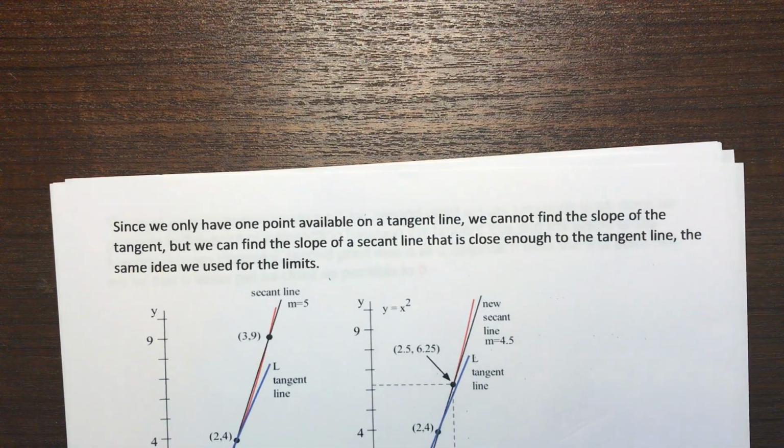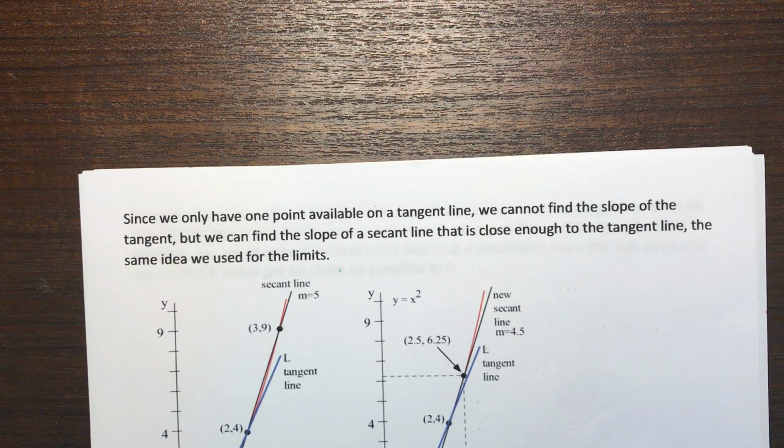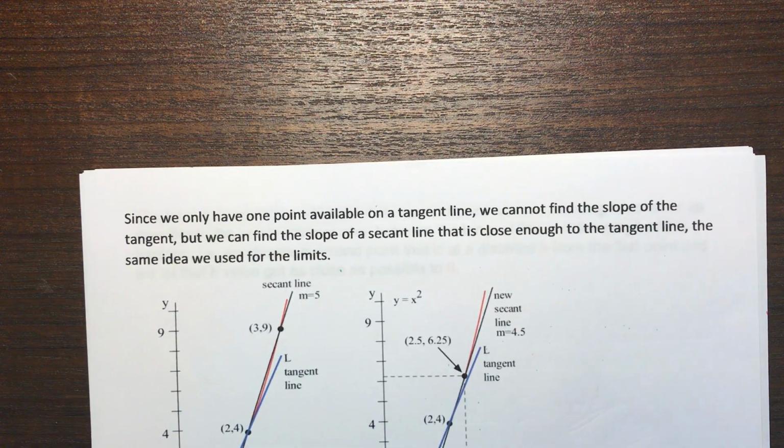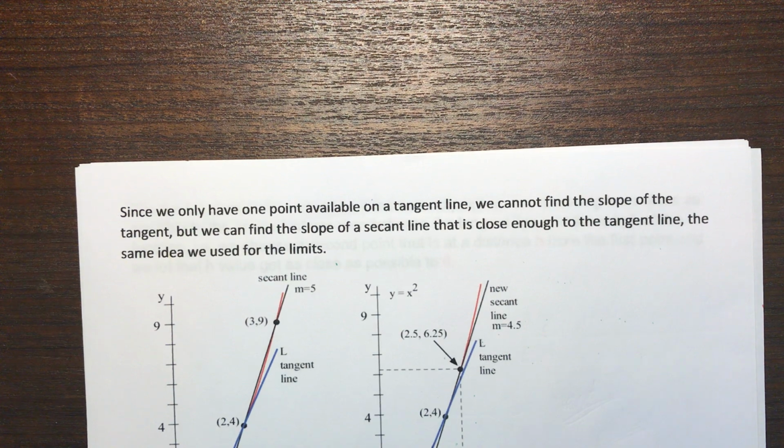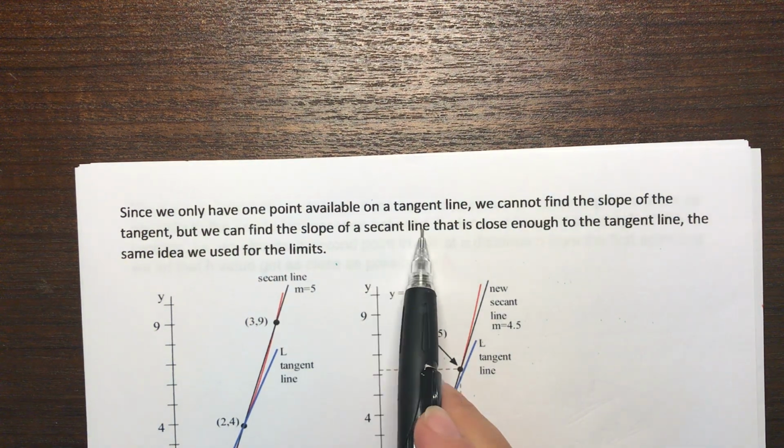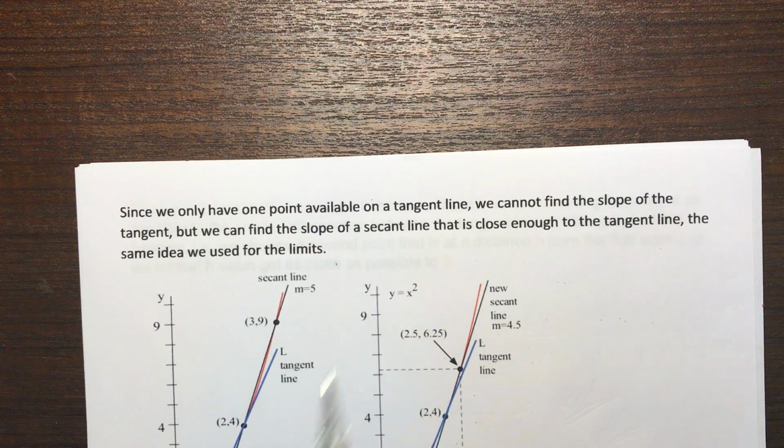So, since we only have 1 point available on a tangent line, we cannot find the slope of that tangent line. But we could approximate that. How can we approximate that? We can approximate that with a secant line, and we can find the slope of a secant line that is close enough to that tangent line, okay?